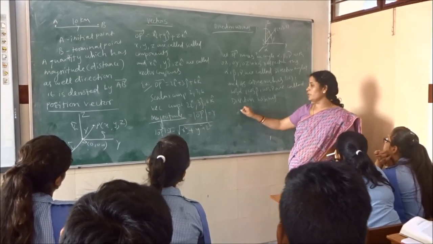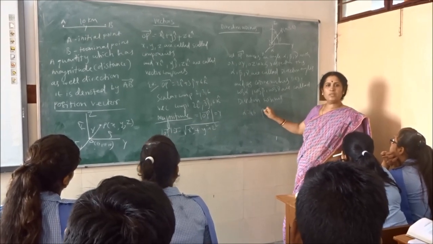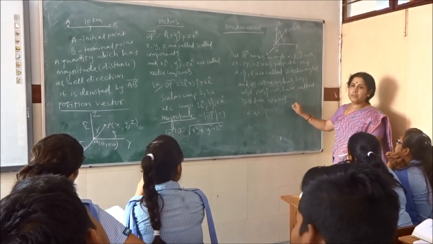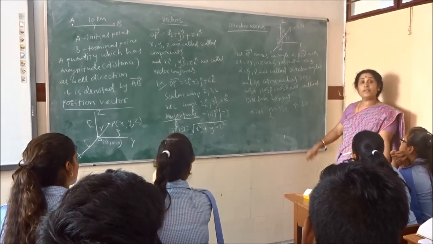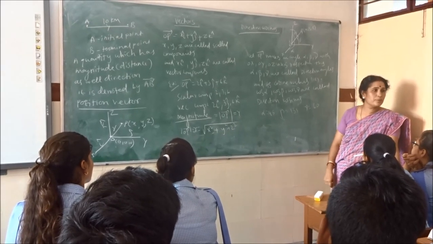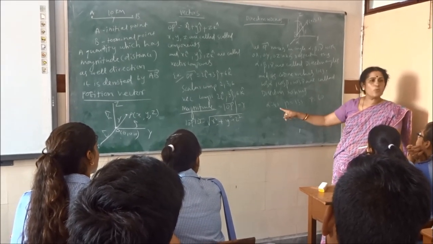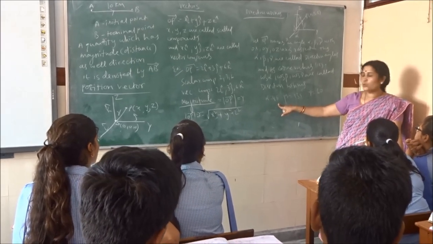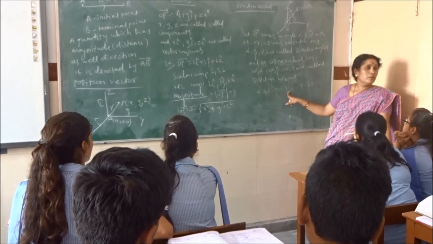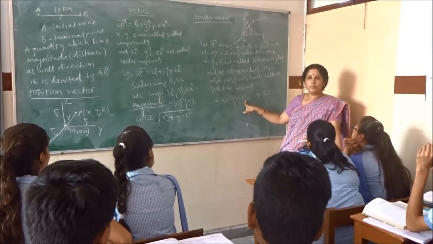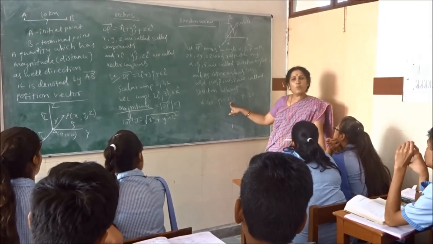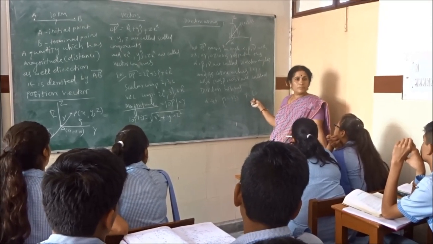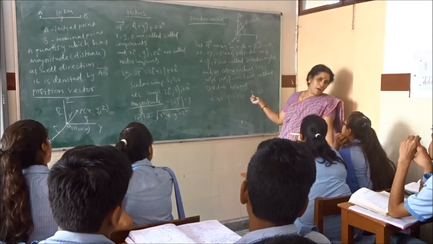Suppose alpha is given as 45 degrees, beta is given as 135 degrees, and gamma is given as 60 degrees. Find the direction cosines. That is my question. So cos 45 is 1 by root 2. Cos 135 is cos of 90 plus 45, which is minus sin 45, so minus 1 by root 2. And cos 60 is 1 by 2.